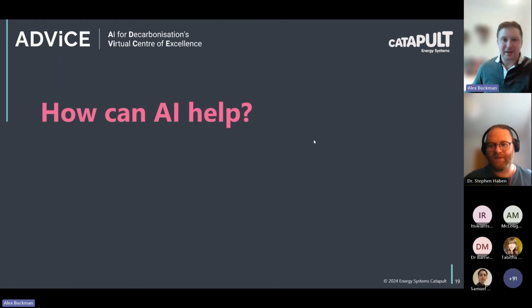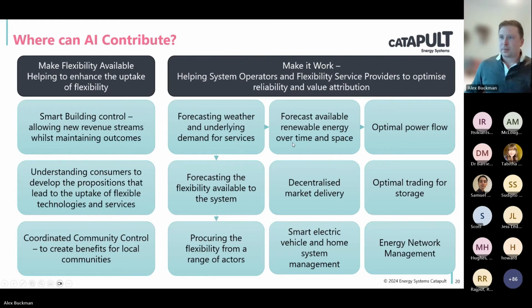So the next part of this is, right, okay, how can AI help? And also we'll cover a bit of a deep dive into one particular example. So broadly, AI can help in a lot of places. I've split these down into two broad categories: making flexibility available and making it work.